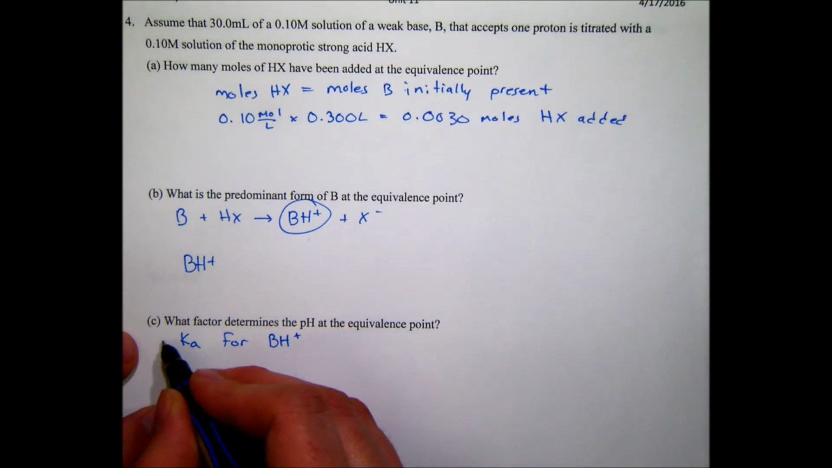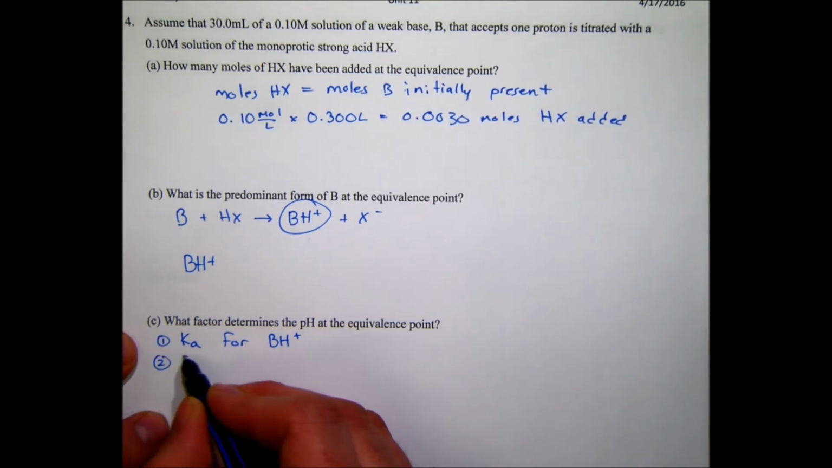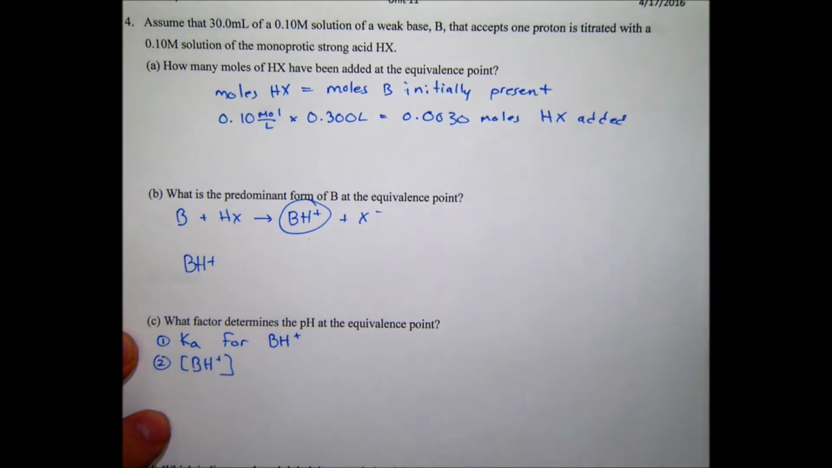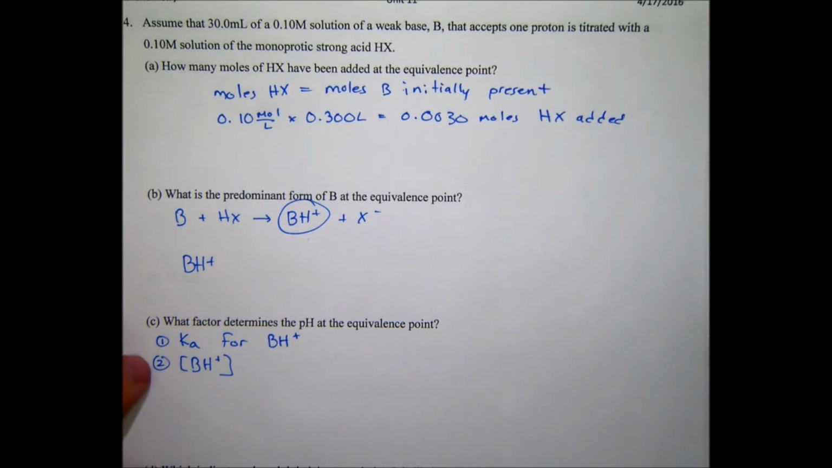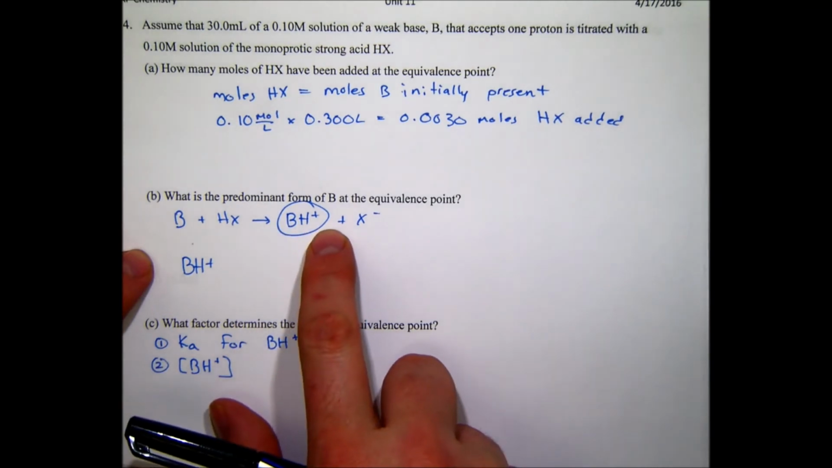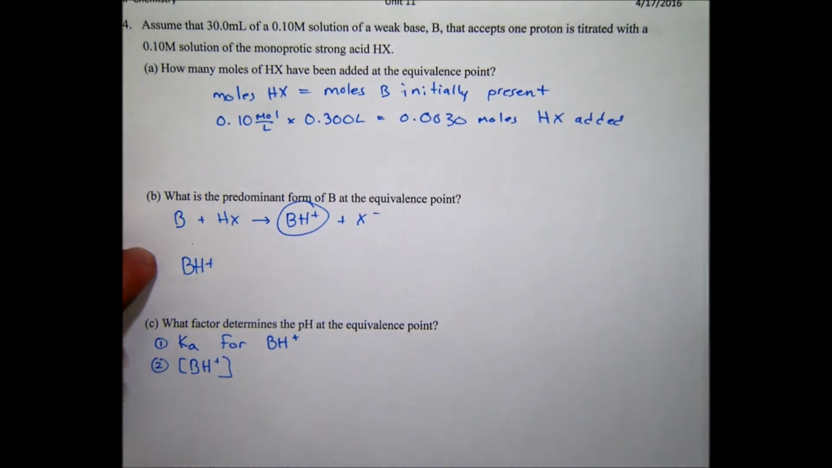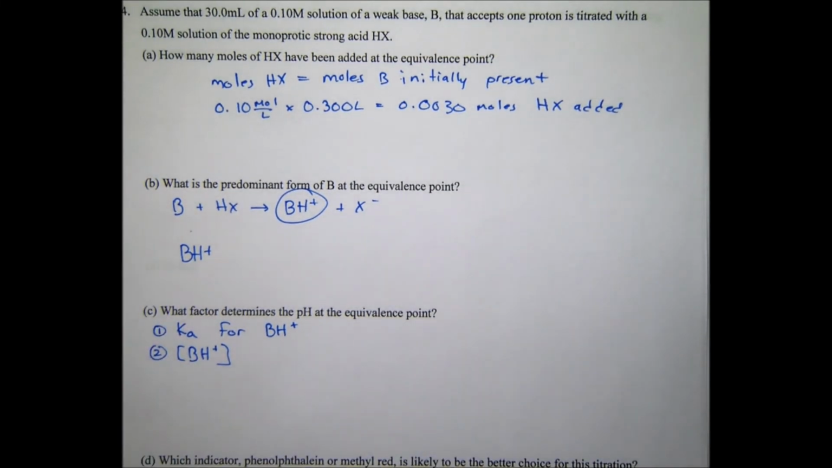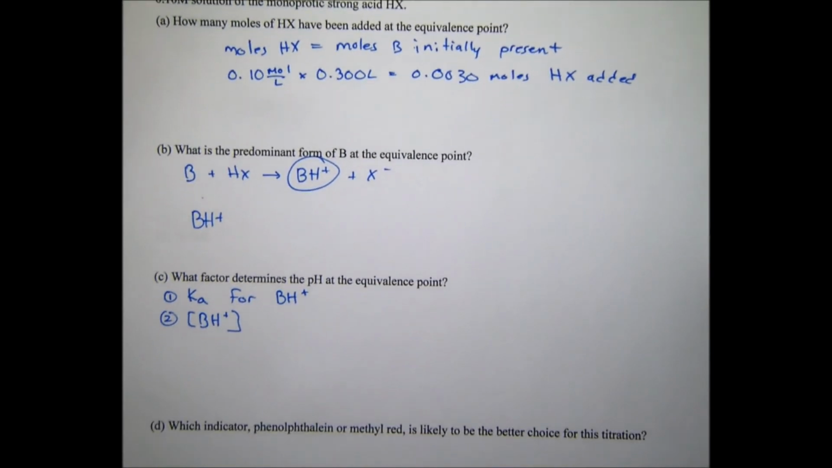The second thing that's really going to affect it is the concentration of BH plus. The more of that there is, the lower the pH will be. So it's those two things that will really affect us at the equivalence point. So basically the moles of BH plus produced divided by the volume will give you the concentration. And if you have the Ka, you can use an ICE box, or you can just use the equilibrium theory that we've been using to solve that.